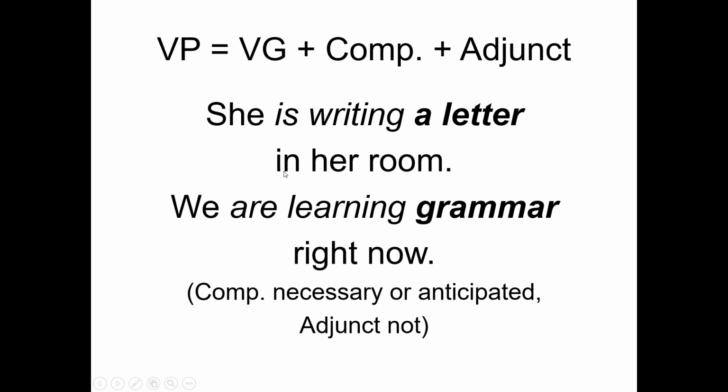So in her room is a prepositional phrase which is not grammatically necessary for the sentence. That would be adjunct. So once again, subject, she, verb group is writing, object, a letter. Object is a kind of complement. When I say complement, it's a more general word. Complement means you should use it, yeah? And object is a kind of complement, a kind of necessary component of a verb phrase.